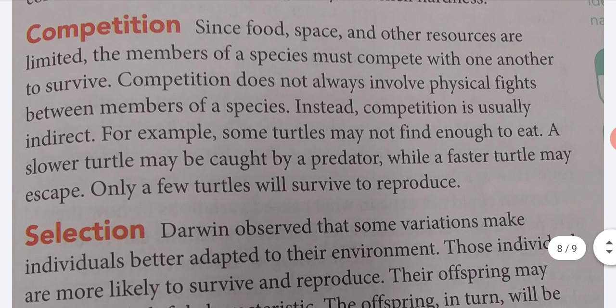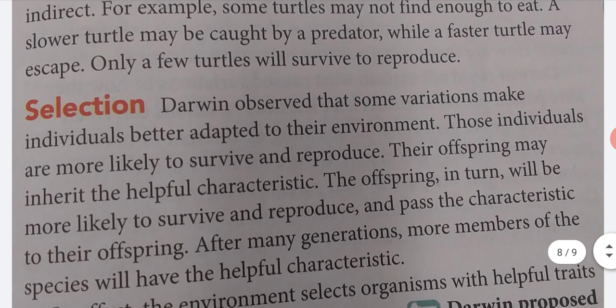Competition. Since food, space, and other resources are limited, the members of a species must compete with one another to survive. Competition does not always involve physical fights between members of a species. Instead, competition is usually indirect. For example, some turtles may not find enough to eat. A slower turtle may be caught by a predator, while a faster turtle may escape. Only a few turtles will survive to reproduce.